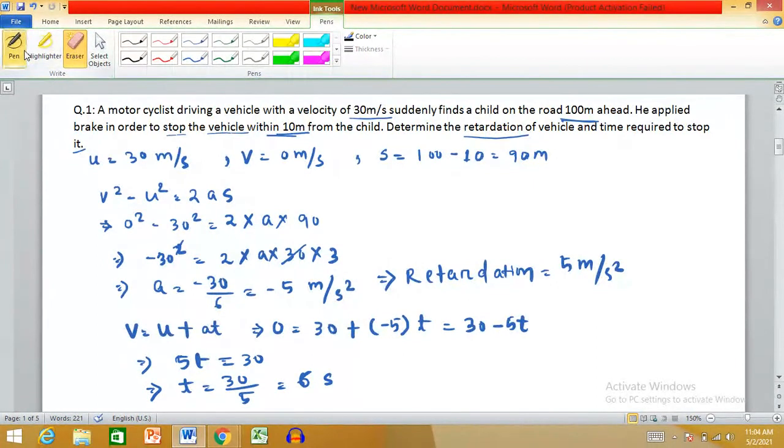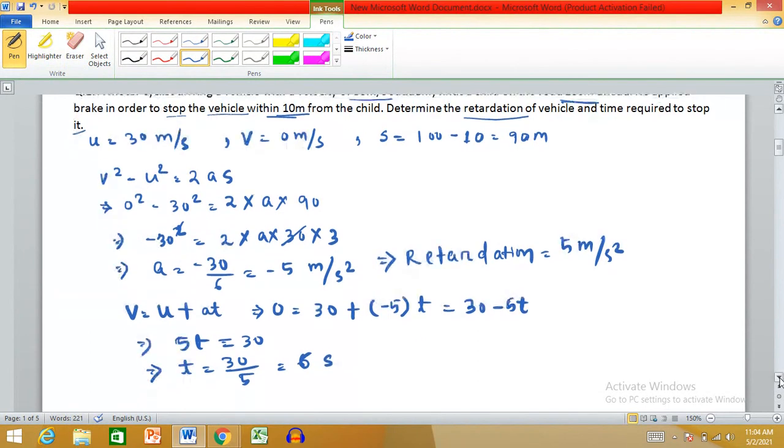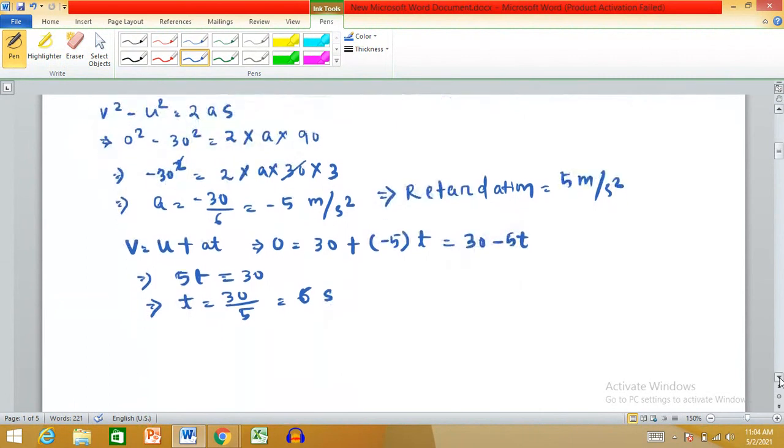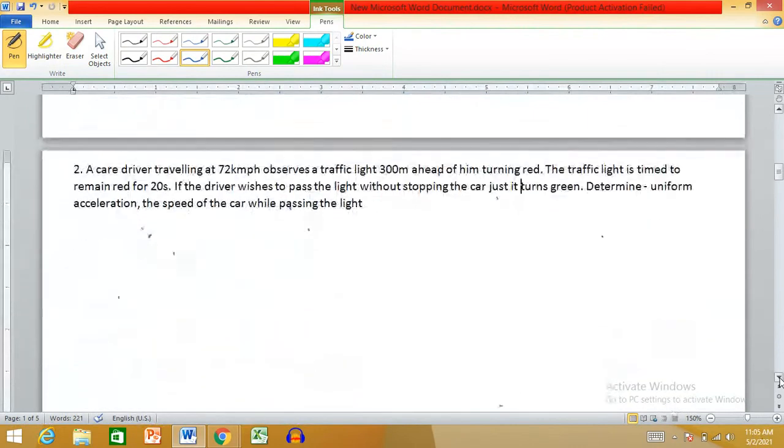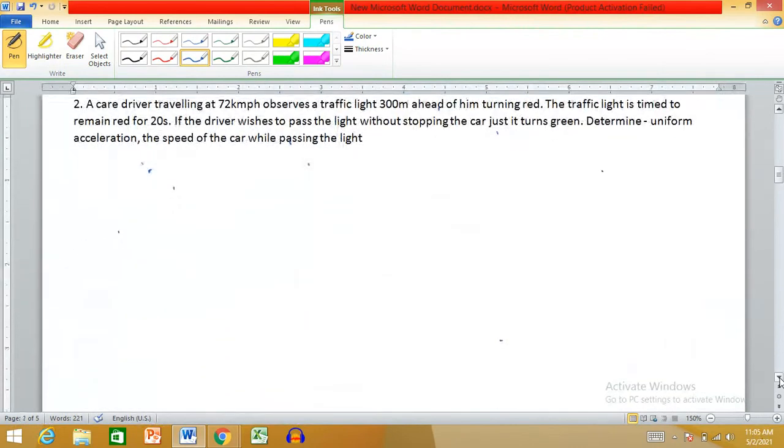This we saw, the first numerical on uniform acceleration. We will go to the next numerical, a bit more difficult than this. See here, I think here it is car. It is not care. It is car.